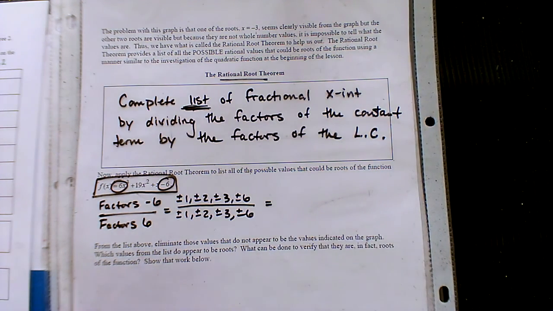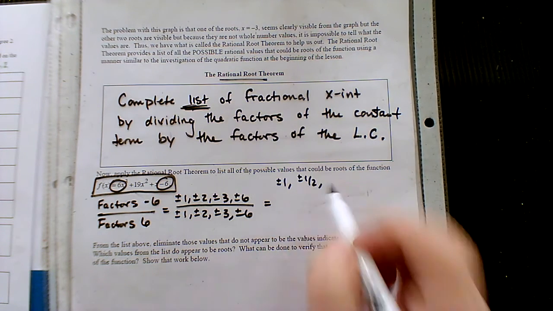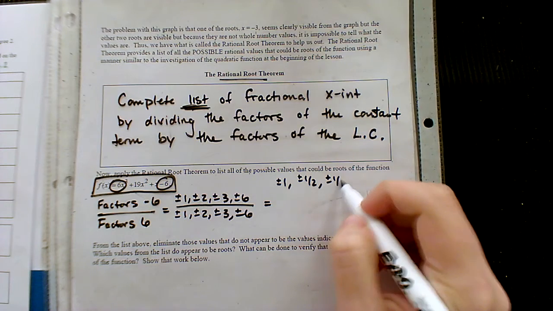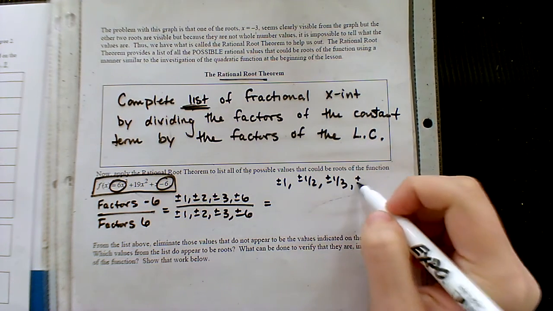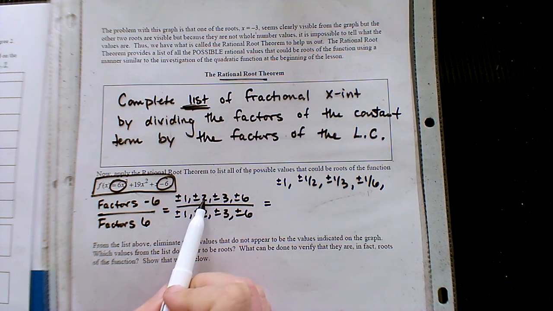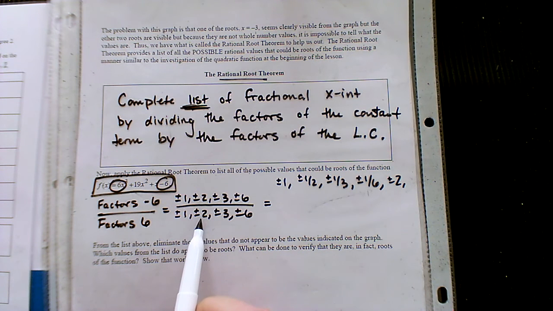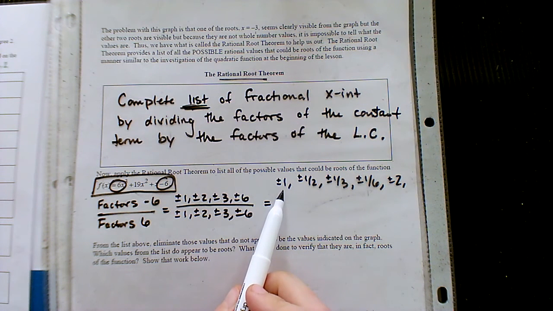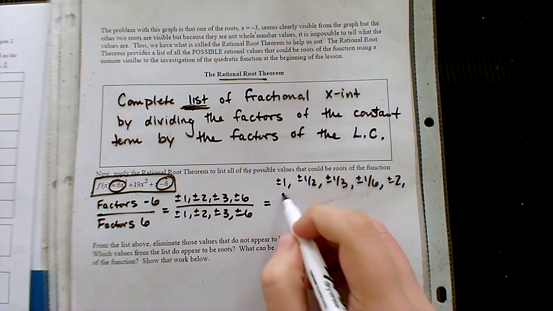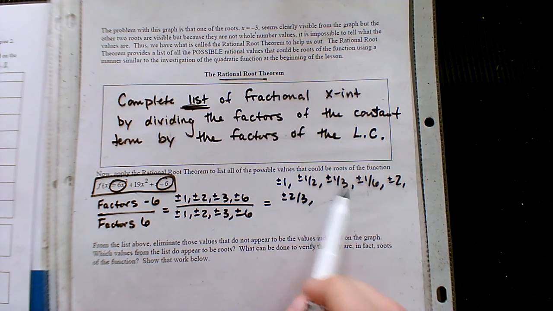Alright, so let's go through all the different divisions that we could perform. We could do 1 divided by 1, so that'd be 1. 1 divided by 2. 1 divided by 3. 1 divided by 6. Then we'll move on to 2 up top. 2 divided by 1. 2 divided by 2, but we already have that listed. That's 1. We can do 2 divided by 3, and then 2 divided by 6, but that's already listed as 1/3.